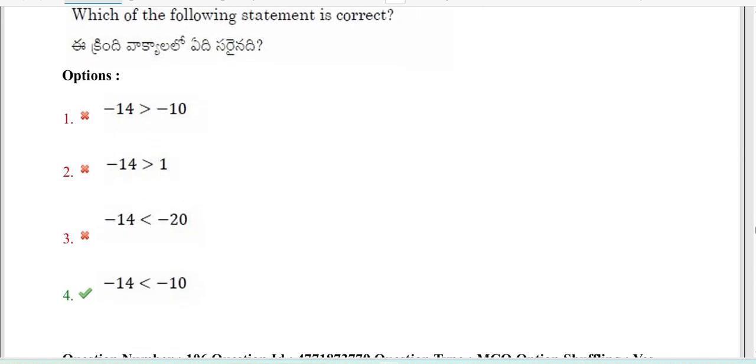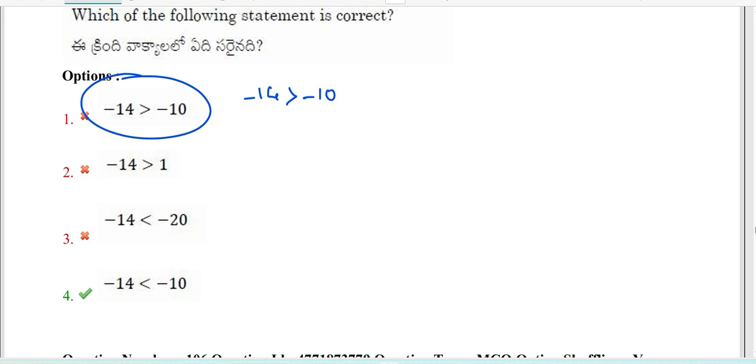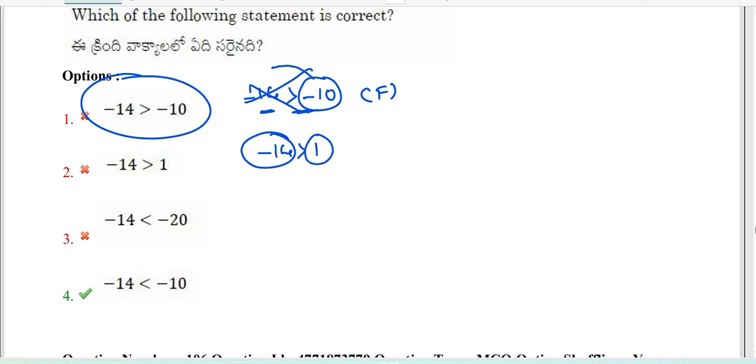Now let us see the next question, and this is also a memory based question itself. Which of the following statements is correct? First statement, you can see minus 14 is greater than minus 10. This is a false statement. Okay, in the negatives, minus 14 is less than minus 10. ఇక్కడ minus 14 is greater than 1 అని ఇచ్చినాడు. As it is a negative number and this is a positive number, and we know that every negative number is less than the positive number, but here he has given greater than, so this statement is also false.